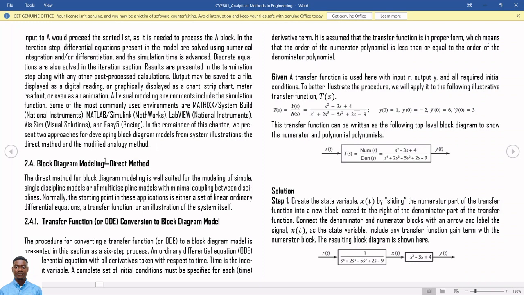So in the next part, we're going to be looking at block diagram modeling, the direct method, and later we'll be looking at the indirect method of building a block diagram.